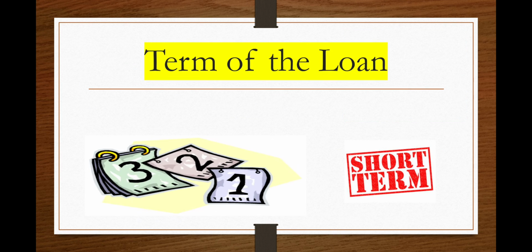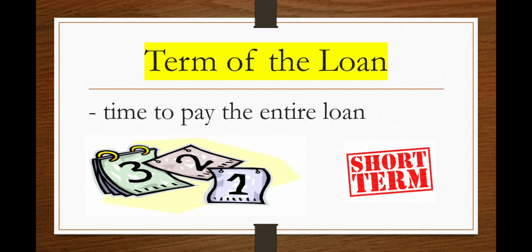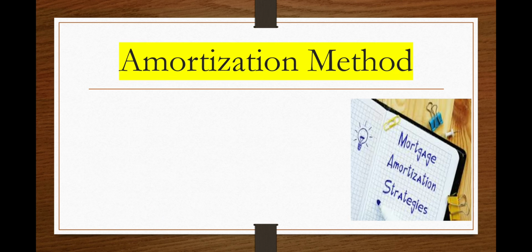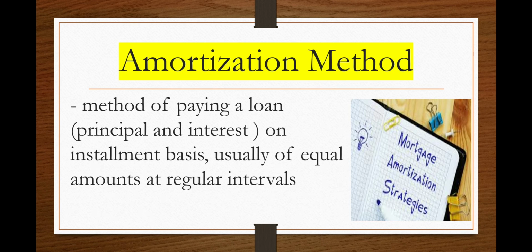For this lesson, we have the following definition of terms that we're going to use. Like term of the loan, which is the time to pay the entire loan. This may be 1 year, 2 years, or 3 years. Then amortization method is a method of paying a loan, that is the principal and interest, on installment basis, usually of equal amounts at regular intervals. So this could be monthly or quarterly and so on.